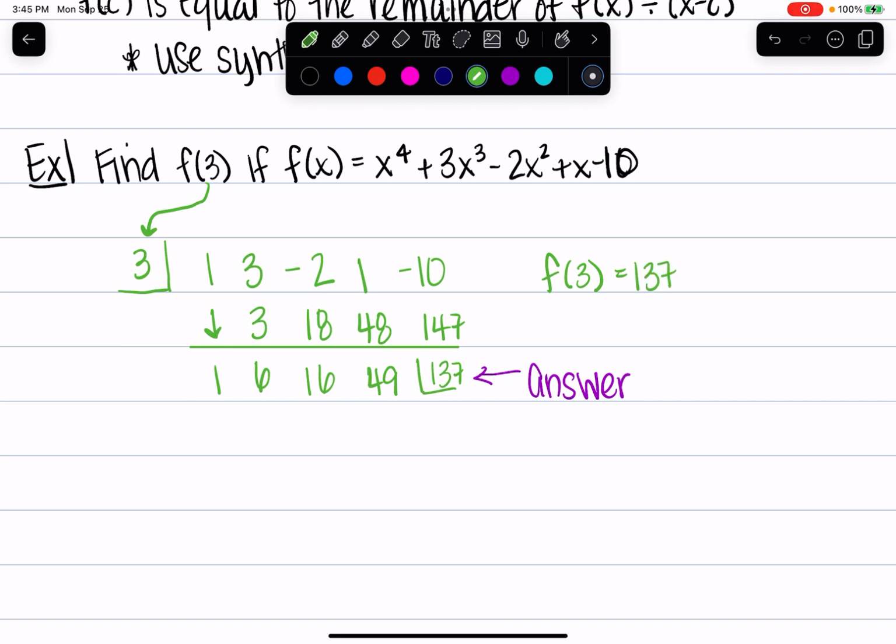In other words, what this is saying is that on this function, there is a point (3, 137). That is what all of that is saying.